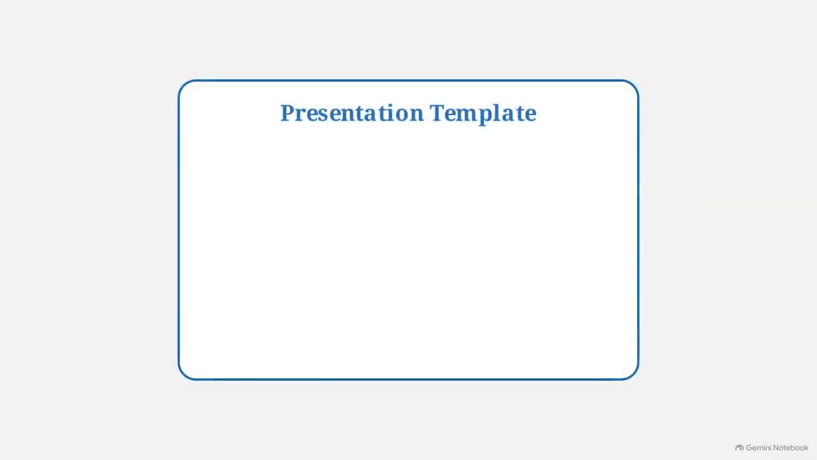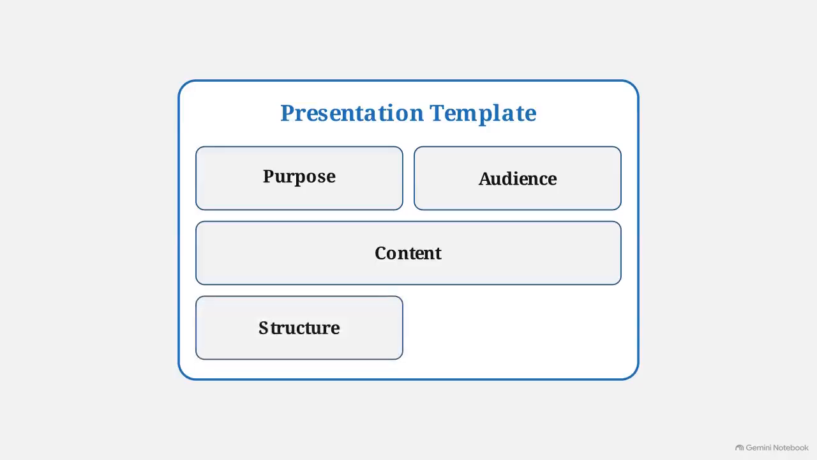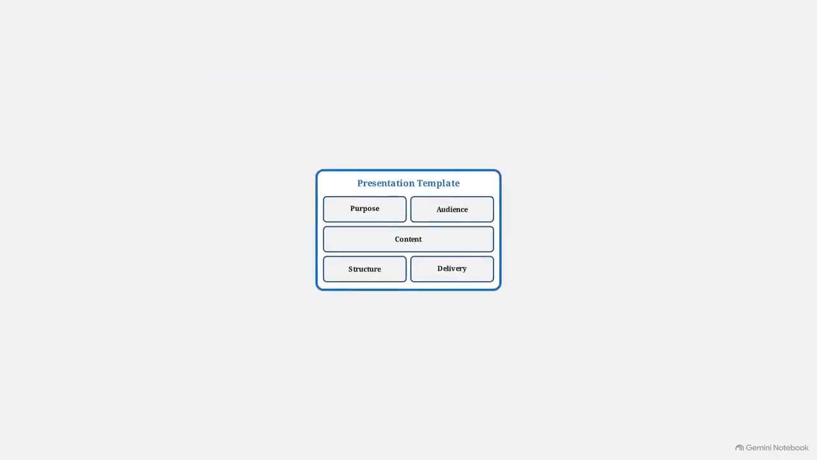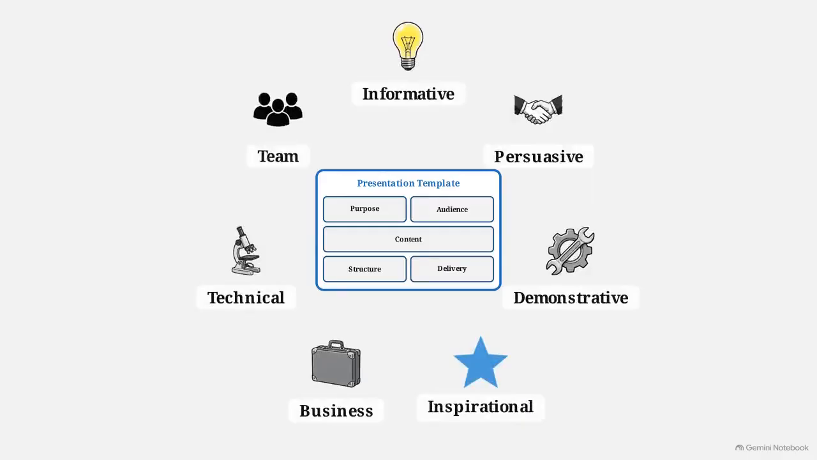A presentation is the structured delivery of those research findings to a specific audience. This template highlights the 5 core elements of an effective presentation. You must define your purpose, understand your audience, organize your content, build a clear structure, and rehearse your delivery. Your approach will change depending on your goal. There are 7 distinct types of presentations: informative, persuasive, demonstrative, inspirational, business, technical, and team.